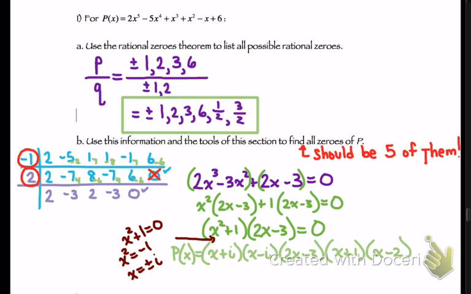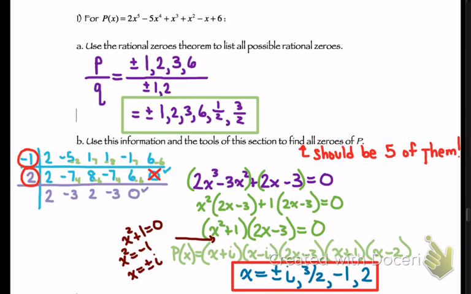And now write your zeros. Look at that. Plus or minus i, that's 2. 3 halves, that's 3. Negative 1, that's 4. Positive 2, that's 5. Take a look. Some ways that I can double check myself. 3 halves, that can be written as a fraction. That better be in my list. Well, there it is. Negative 1 can be written as a fraction.